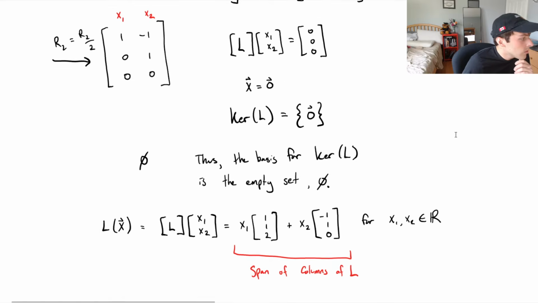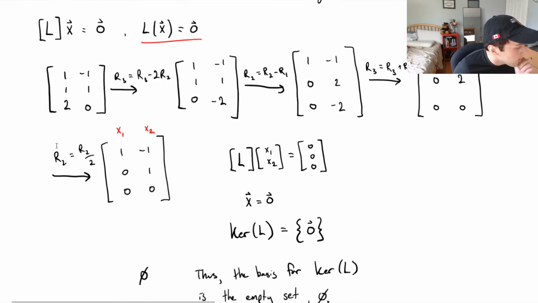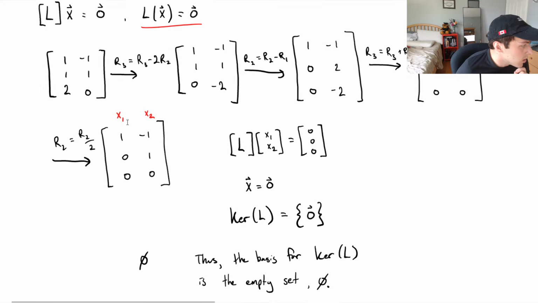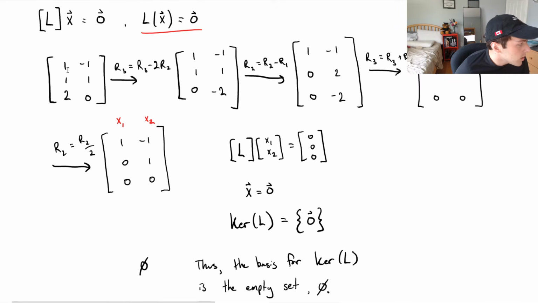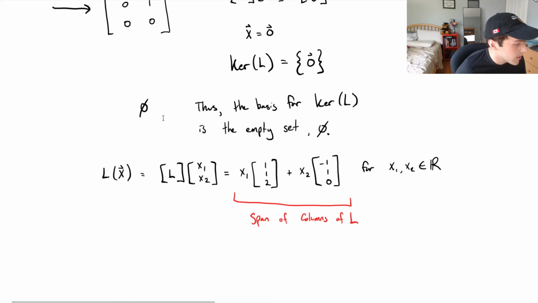So since we've already solved the homogeneous system right here, we solve it the exact same way. Since we saw that x1 and x2 have to be equal to 0, or there are no free variables, we know that the span is going to be the columns of our standard matrix L. We have no free variables, so we can't remove any vectors from the span of the columns and have it span the same vector space. So it's simply going to be the span of the columns of our initial standard matrix L.